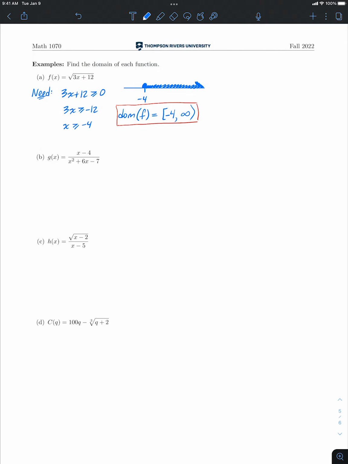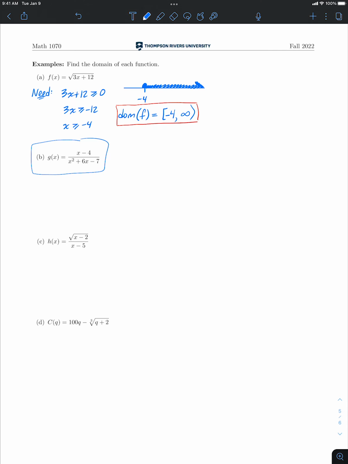Okay, so what's our next one? We've got this function g, where g of x is given by the fraction. x minus 4 is the numerator, and then you've got a quadratic for the denominator, right? x squared plus 6x minus 7. That's a quadratic. If you graph it, it's a parabola. We'll talk more about that later in this chapter. But for now, we don't need to go that crazy analyzing it.